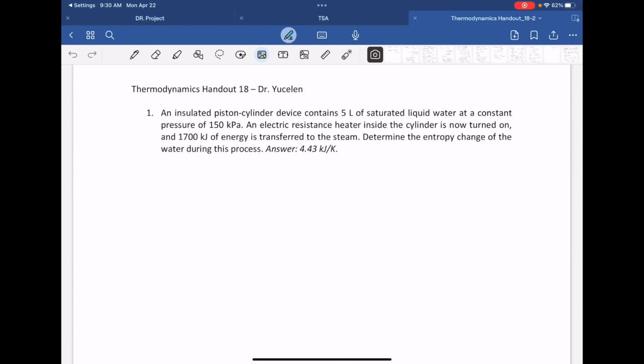In an insulated piston cylinder device, there is saturated liquid water at a constant pressure of 150 kilopascal. An electric resistance heater inside is turned on and 1700 kilojoule of energy is transferred. Determine the entropy change of the water during this process.